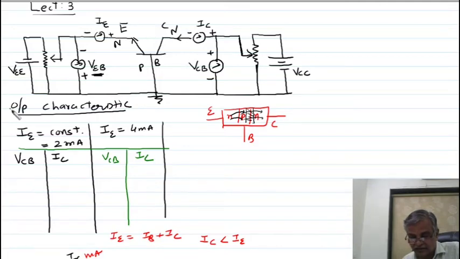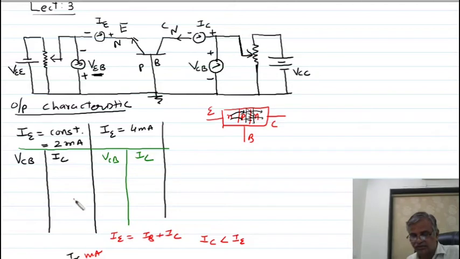Now what is the method? How to take the output characteristics? Keep the emitter current constant by fixing the emitter base voltage with the help of a potentiometer circuit. Just for your understanding, I have taken 2 milliampere. Now I am changing the collector base voltage in suitable steps and noting down the corresponding value of the collector current.